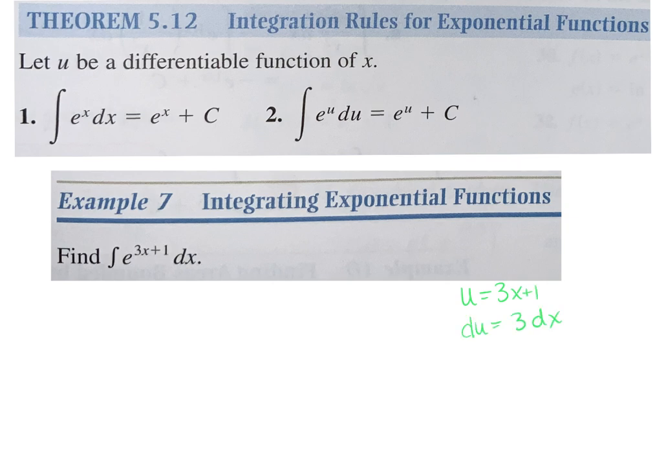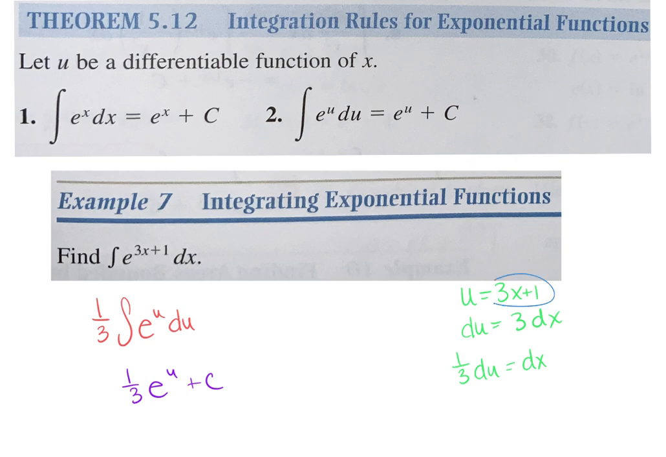I don't have a 3 in there. So how do I do this all the time? Well, I multiply both sides by 1/3. 1/3 du would be dx. So I could do 1/3 the integration of e to the u du. The antiderivative of e to the u is just e to the u. 1/3 e to the u plus c.